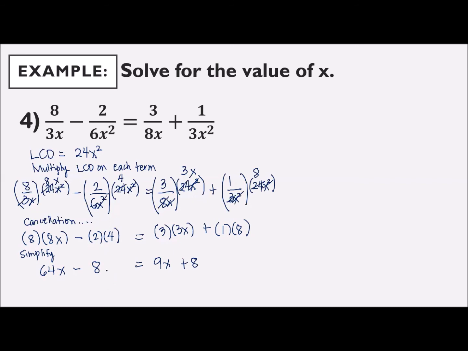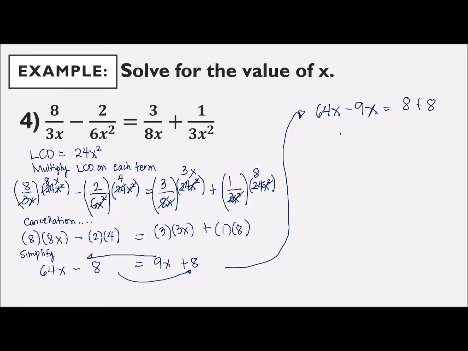Then, lipat ulit. Magkakasama na ulit ang mga pare-parehas na terms. So, we will now have, so lipat natin dito, anak, sa kabilang side. So, we will have 64x minus 9x kasi nalipat na. And then, equals 8 plus 8. Okay? Then, simplify natin. What is 64 minus 9? Okay, very good. The answer there is 55. So, 55x is equal to 16.